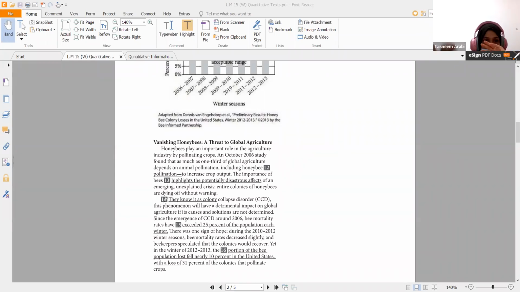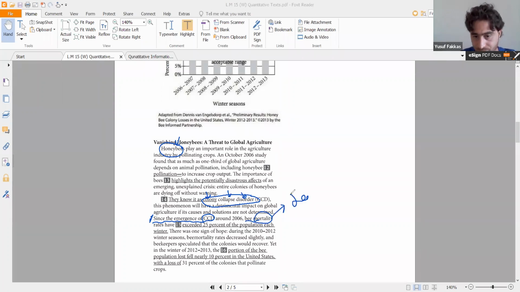Okay? If we start here with the passage, question number 15, since the emergence of CCD, what is CCD? It's mentioned before. It's colony collapse disorder. This is a disease that happens to honeybees. So since the appearance of CCD around 2006, bee mortality, of course, mortality, what does it mean? Death. Death rates of the bees have, the sentence says, exceeded 50% of the population each winter. Okay, keep that in mind.